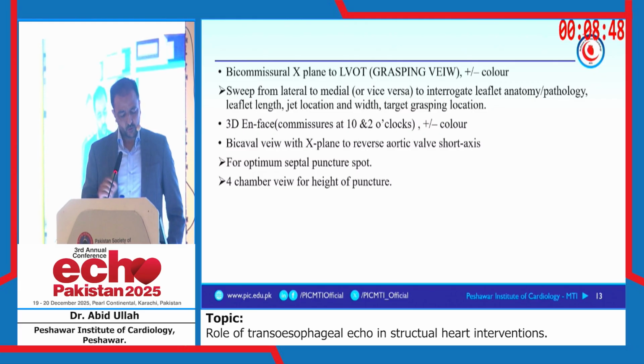Then we need a very good bicaval view, and we pair it with a reverse aortic valve short axis view. This is very important for the optimum septal puncture spot, and then also the 4-chamber view for the height of the puncture.